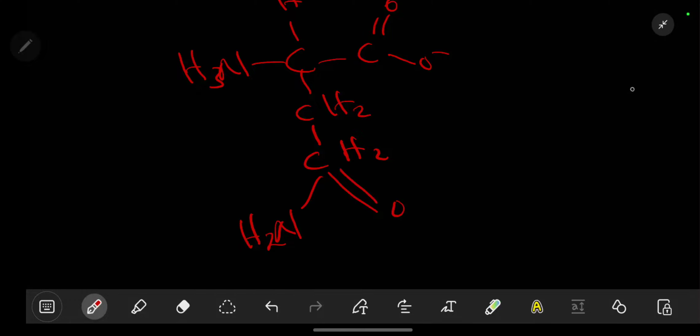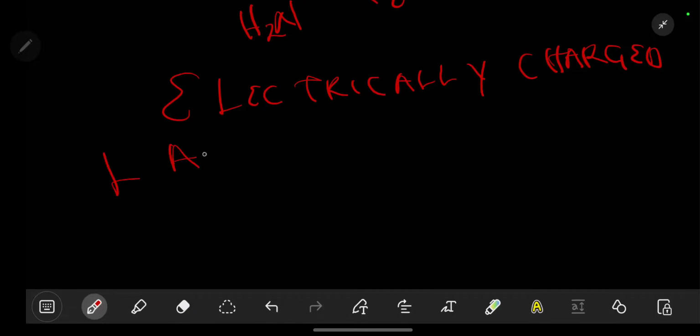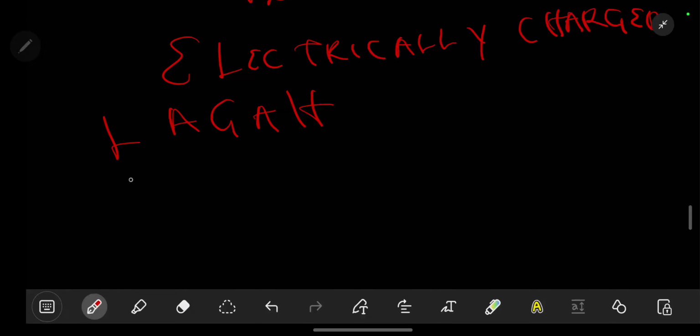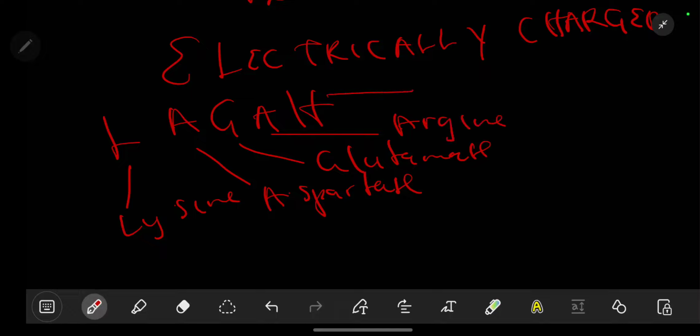So we are just remaining with 5 of them. We have the electrically charged ones. For this one you can just use the mnemonic LAGAH. L means we are going to have our lysine, then A, we are going to call this one our aspartate, then G, we are going to call this one our glutamate, then A, we are going to call this one our arginine, then H, we are going to call it our histidine, like that.